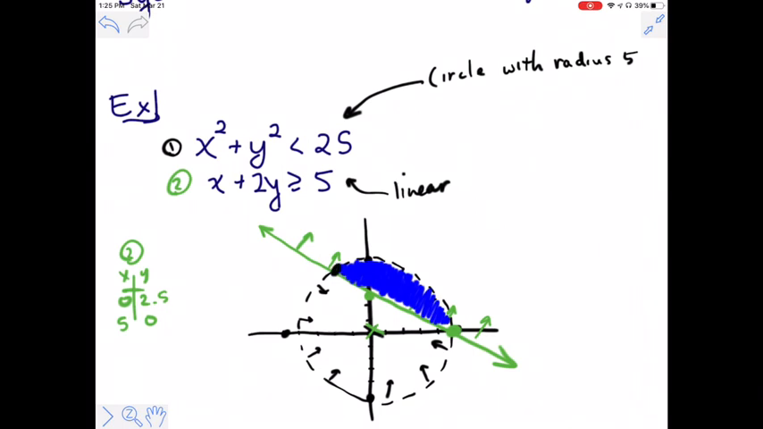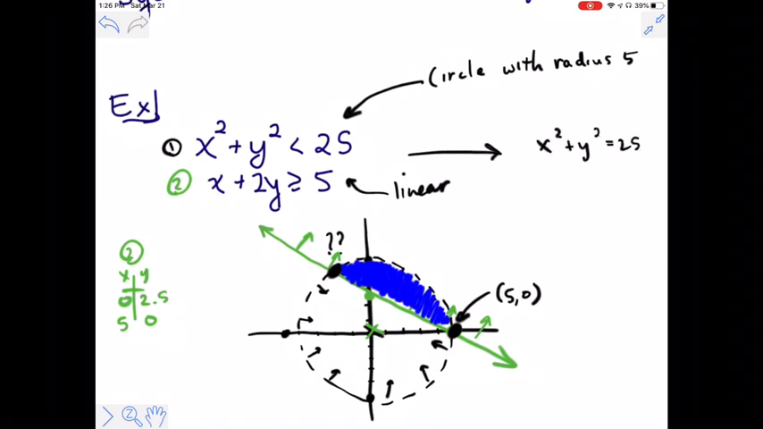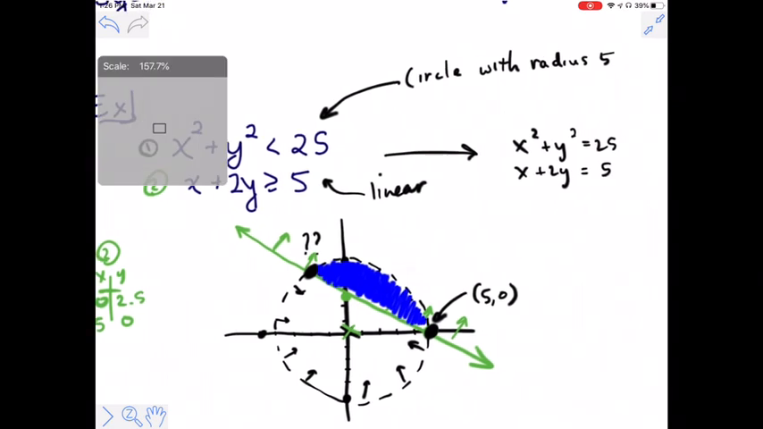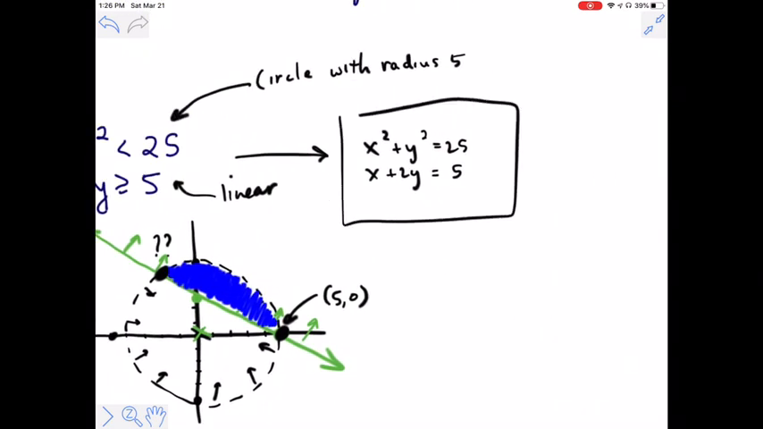Now, the vertices would be these two boundary points right here. And like I said, sometimes they're easy to identify. Like this one here, I know is going to be 5, 0. This one, not quite as easy. But to find intersection points of two graphs, remember the way that we do this is by solving a system of equations. So x squared plus y squared equals 25, and x plus 2y equals 5. Now, solving this kind of system of equations we talked about in section 5.4, solving nonlinear systems of equations.